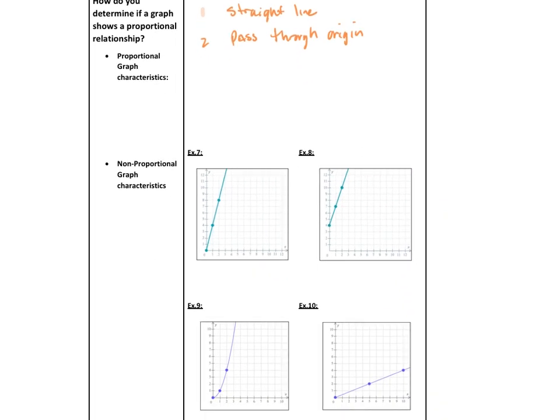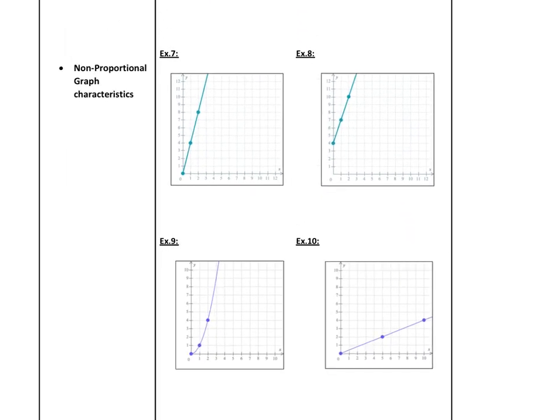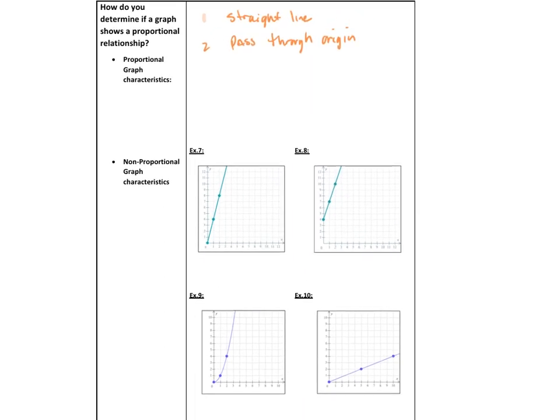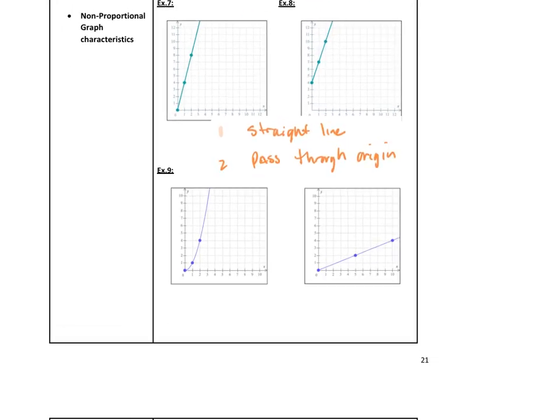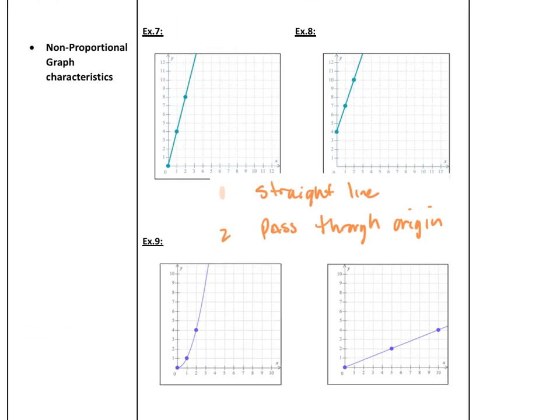Okay, so let's look at these four, remembering those rules right there. Determine if these four are proportional or not. Put a check by the ones that are, put an X by the ones that aren't. Okay, so go ahead and do that quickly. Hit pause until you're done.